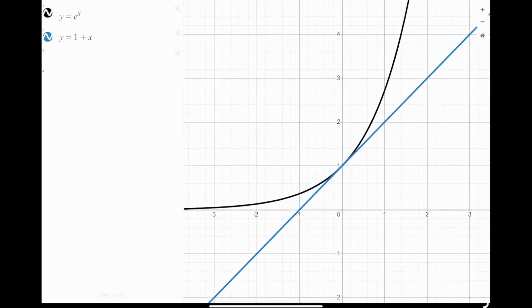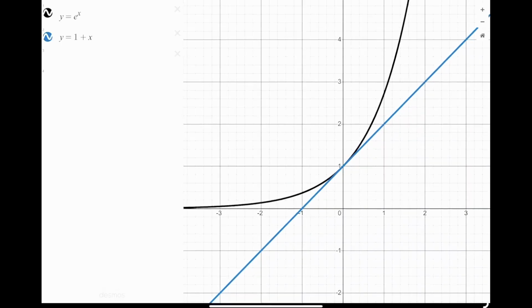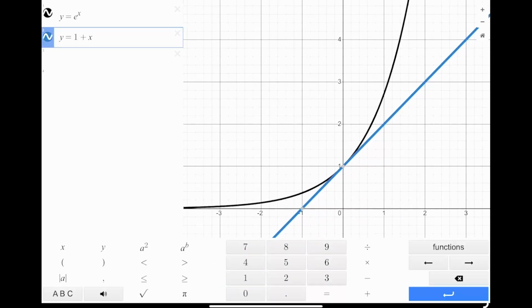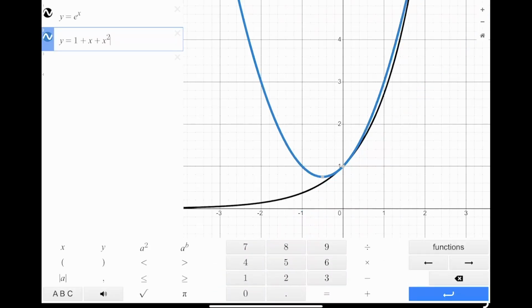Okay, but can I keep going? I now have the function value is the same. I have the first derivative is the same. Could I make the second derivative the same? Could I change this line to make the concavity match? Well, absolutely. I could say plus x squared divided by 2.